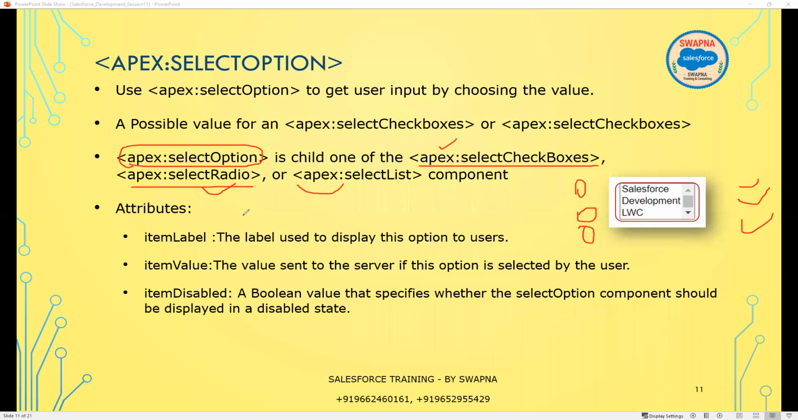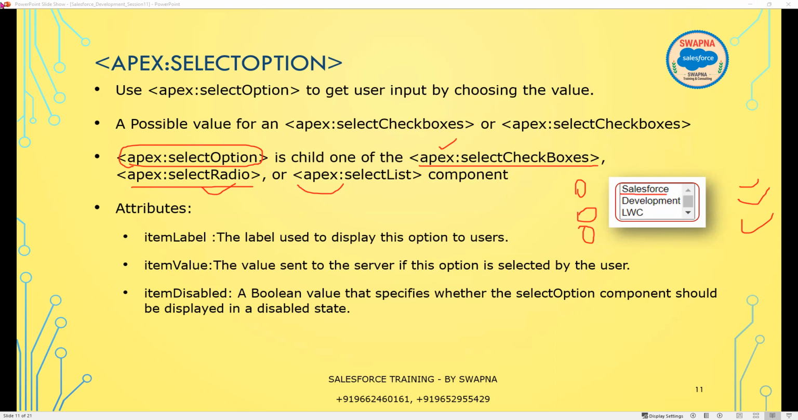In this select option, we have attributes. What is the value that needs to be displayed? That is the item label. And when the user selects this, the value that can be captured is the item value.